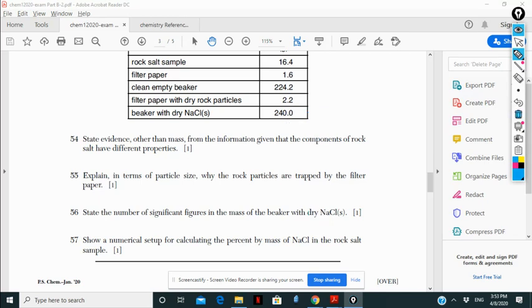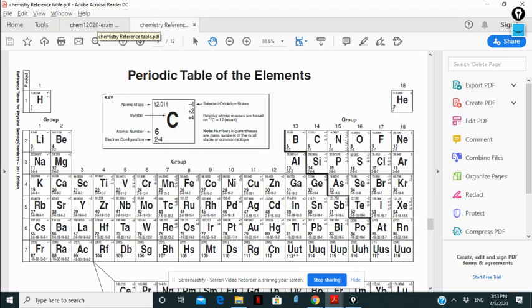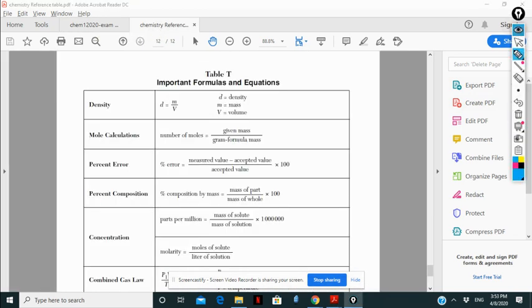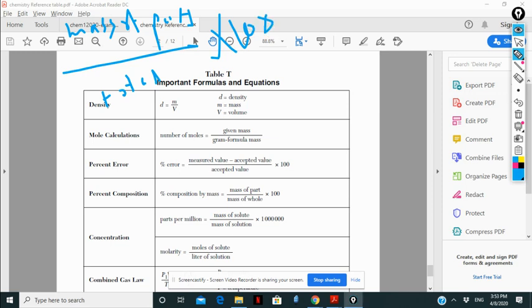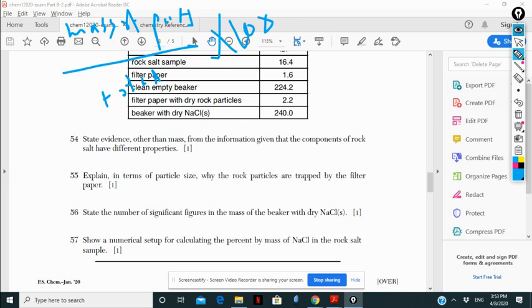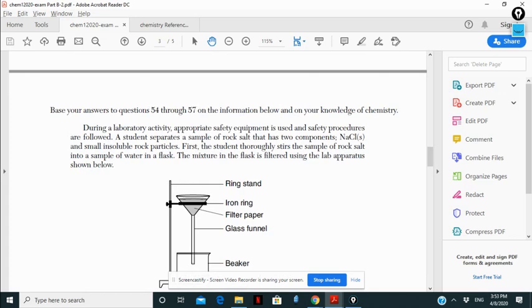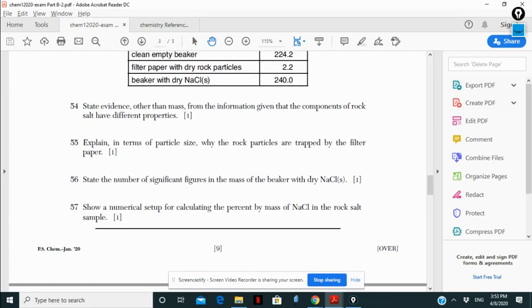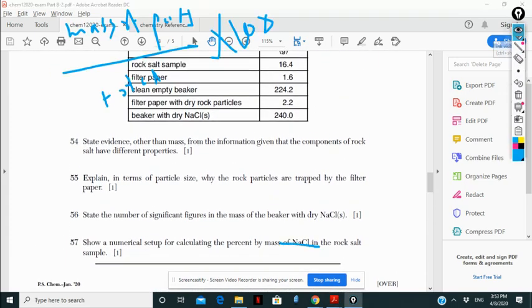Set up a numerical value to find the percent of sodium chloride. So I go right away to the percent composition formula: mass of the part divided by the total mass, multiplied by 100. Now I'm going back to the question. I have the formula here. So you want sodium chloride. The information given here, I'm going to start to read. I don't have sodium chloride by itself, but I can find it.